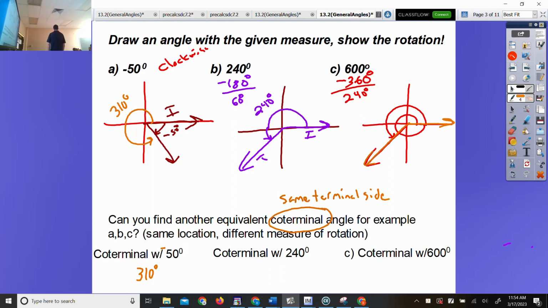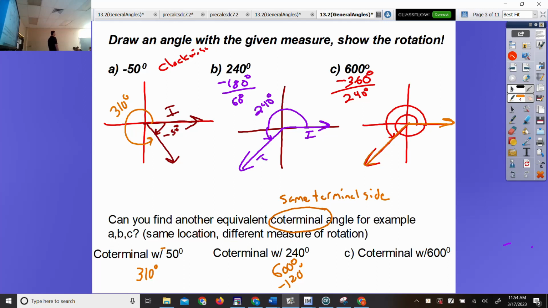Based on what you've done already on drawing, what's something that's coterminal with 240? 600. Examples B and C were the same, weren't they? Ignoring the spiral. Could it also be like negative 120? Of course it could be. You already caught on. Good. Why did you get the negative 120? Clockwise.